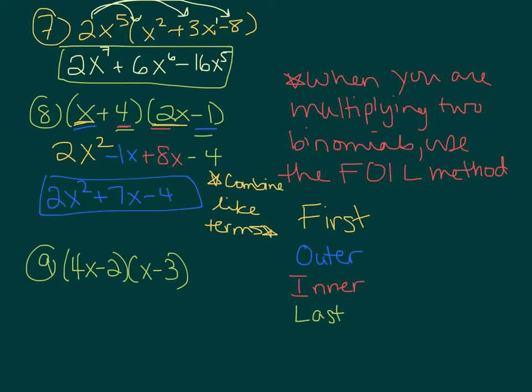So similar to the previous one, I'm going to use FOIL. I start with my 4x and my x. So 4x times x gives me 4x squared. Next thing I'm going to do is my 4x and my minus 3. 4x times negative 3 gives me negative 12x. Next is going to be my inner terms, which is my negative 2 and my x. So then I have minus 2x. Finally, I have my last terms, the negative 2 and the negative 3, which gives me plus 6. From there, I only need to combine my like terms. I get 4x squared minus 14x plus 6.